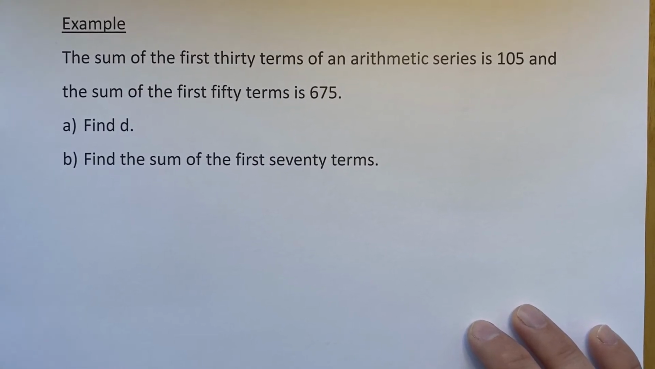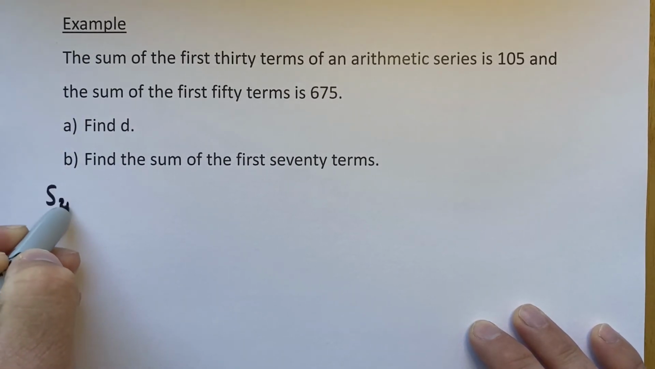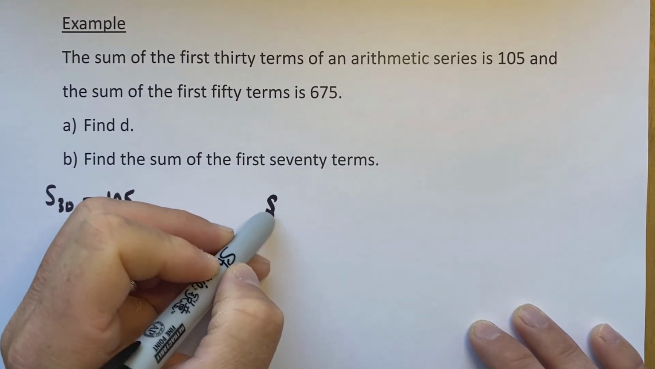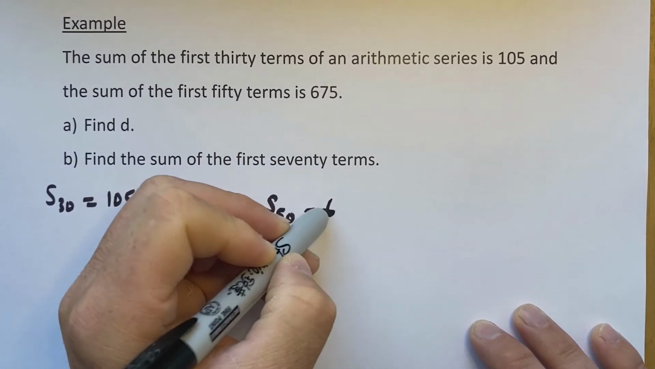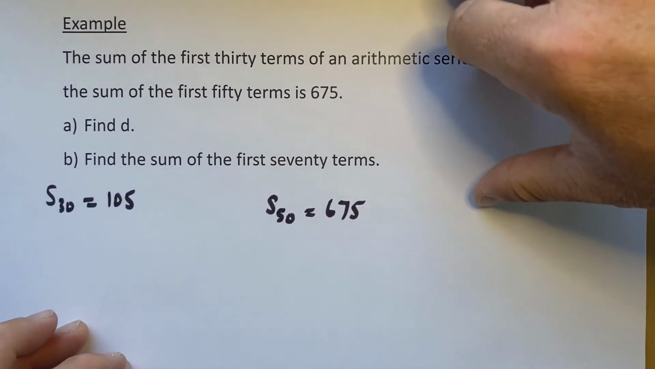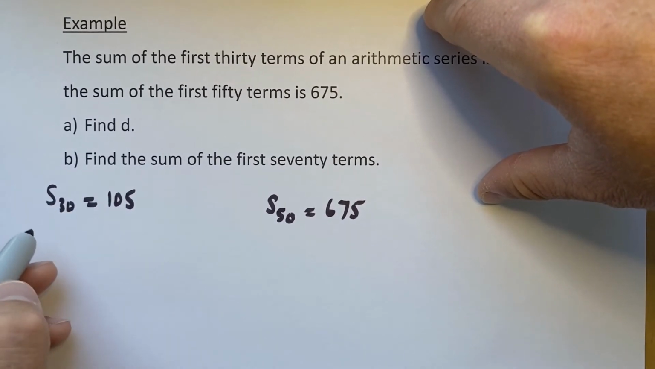Whenever they use the sum, that is the more challenging simultaneous equation setup. So here you've got a question which is more challenging, where we've got the sum of 30 terms being 105, and we've got the sum of 50 terms being 675. In each occasion you replace the sum expression with the formula.